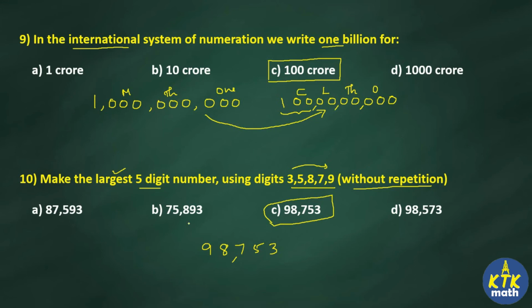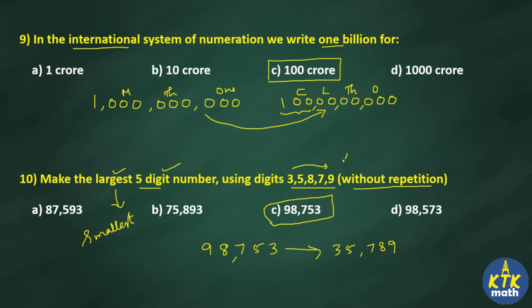In case they ask the same question, but instead of largest they ask for smallest, in this case you are just going to write them in ascending order: 3, 5, 7, 8, 9. So you are going to write small to big. To find the smallest number, you just arrange the numbers from small to big. To find the largest number, arrange the numbers from big to small. Automatically you will get it.